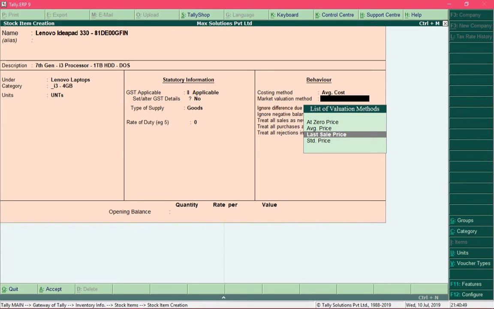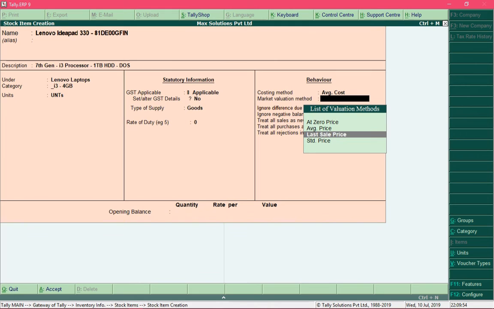For example, if I have a product which cost me rupees 10 and I sold it for rupees 12, so according to the valuation method last sale price, that product would be valued at rupees 12. And in case the price of the product is falling and I decide to sell it at a lower price, for example 9 rupees, then the market value of that product would be 9 rupees. The reason why we evaluate the market value of a product is to arrive at the true worth of the product.